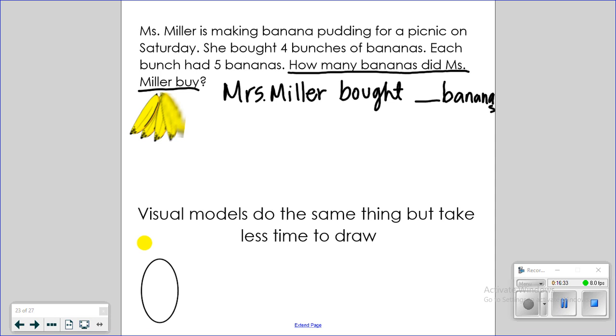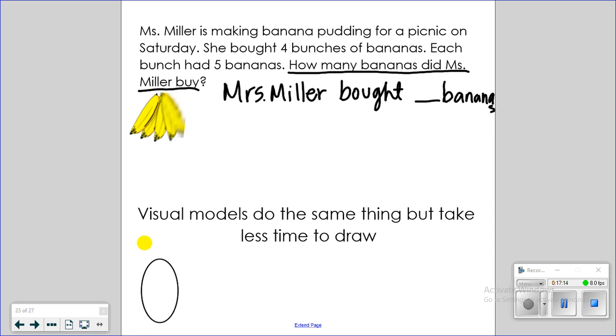Alright, so the first thing, no thank you, Jacob. The first thing, if you do a word problem, should be that answer sentence. Always. I need to know what it is that you're counting. Are you counting grapes in this problem? No. Are you counting Miss Miller's in this problem? No. Are you counting Saturdays? No. Picnics? No, you're not. So we need to write that answer sentence so we know specifically what we are counting. Alright. We're counting bananas. Specifically, bunches of bananas.